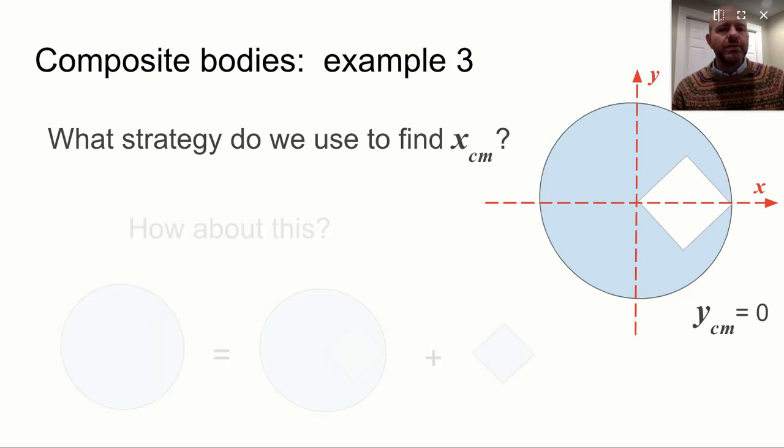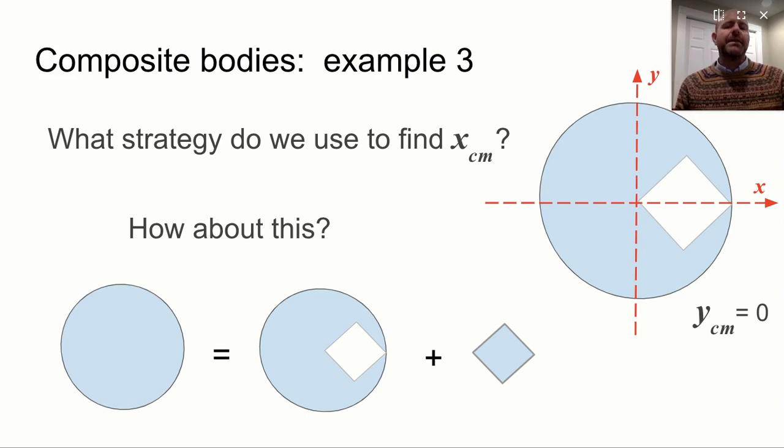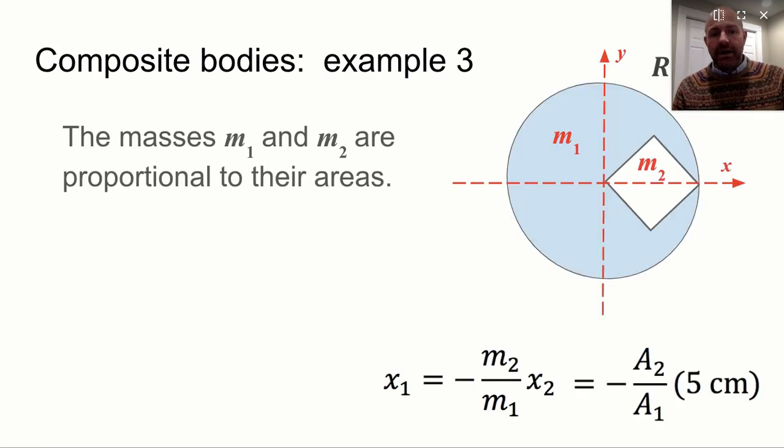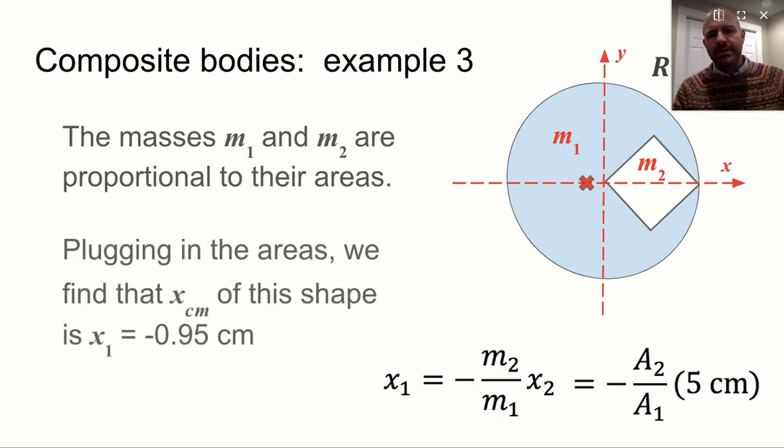So what can we do to find the X center of mass? Well, let's think about it this way. The whole circle is equal to the circle with the cutout plus the cutout. So we could reverse that and say, where's the center of mass of the whole thing? Where's the center of mass of the cutout? And then subtract them from each other. And then we can find those pieces. We could do a little ratio here if we wanted to, and we find that the center of mass is at about negative 0.95 centimeters.